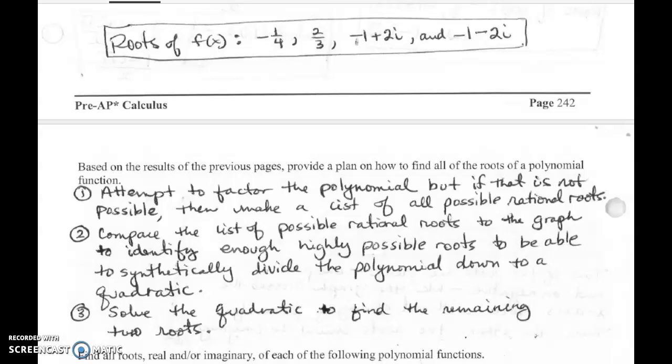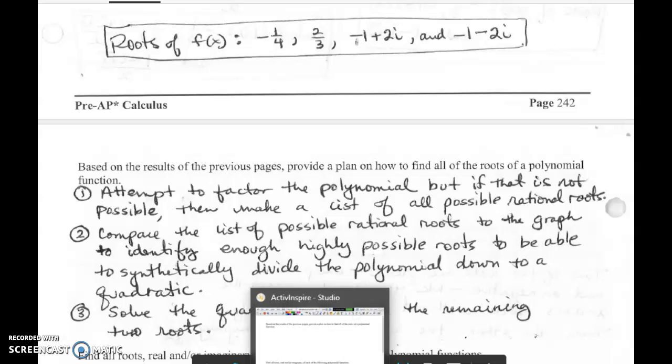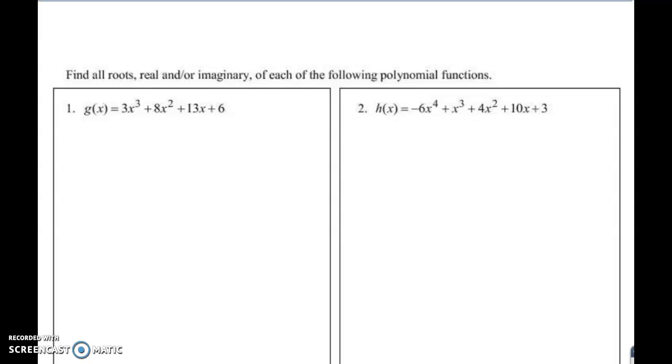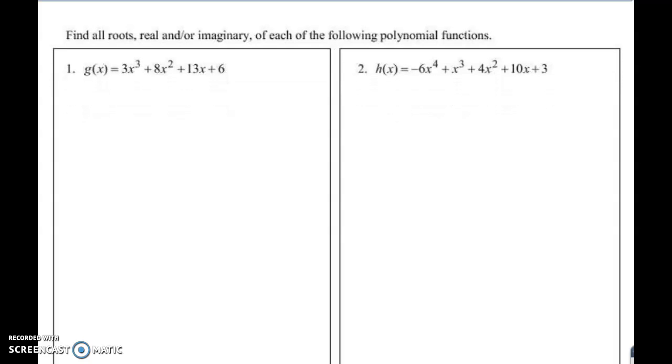So this is where we left off on the previous video. So we're going to pick up right after that with just practicing finding the roots. All roots, real, imaginary, whatever. And this time I'm just going to sort of work through it and see what we get.